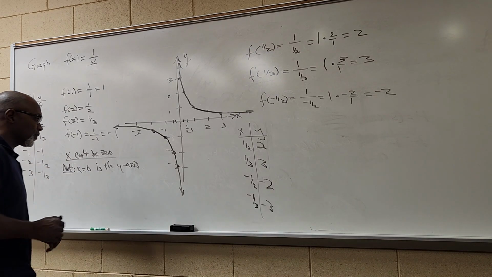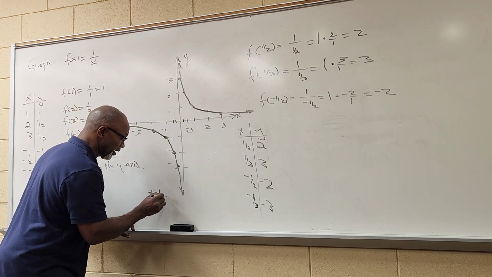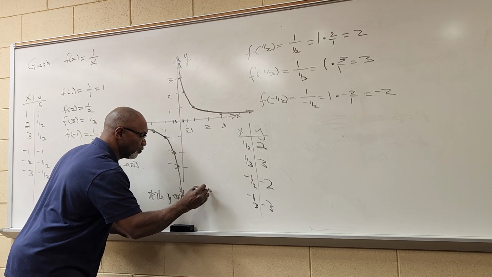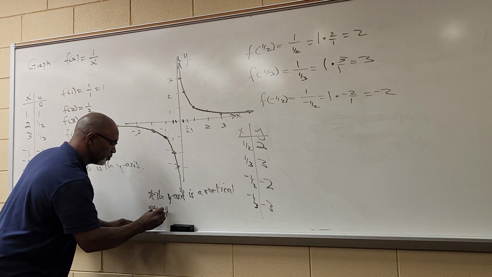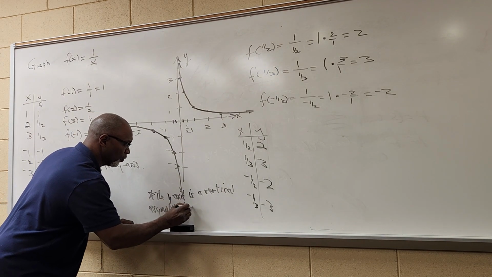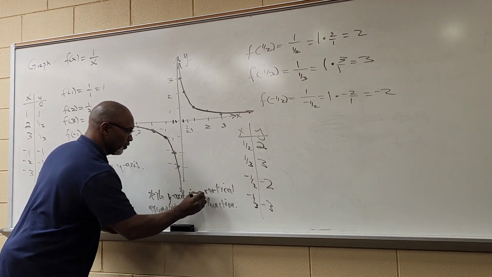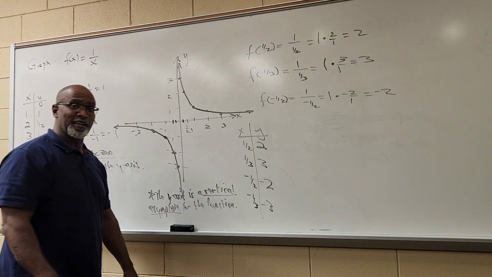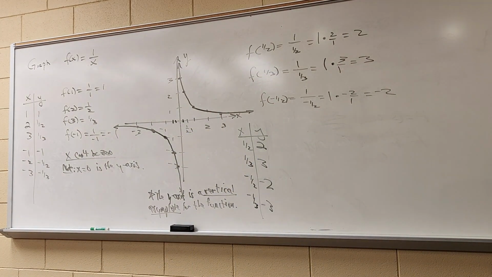The y-axis is a vertical asymptote for this function. We're going to talk about asymptotes in a minute. I'll go ahead and write this. The y-axis is a vertical asymptote for the function. A vertical asymptote is just an imaginary vertical line that the function will never cross. That's all a vertical asymptote is.